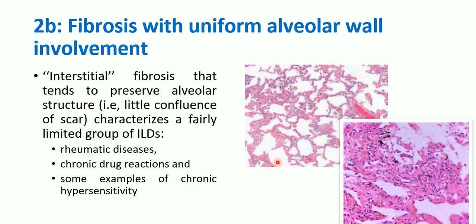Coming to the next pattern, which is 2B, fibrosis with uniform alveolar wall involvement. It involves interstitial fibrosis that tends to preserve the alveolar structure. So there is uniform alveolar wall involvement or alveolar wall fibrosis, commonly seen in a fairly limited group of ILDs like rheumatic disease, chronic drug reactions, and some examples of chronic hypersensitivity.